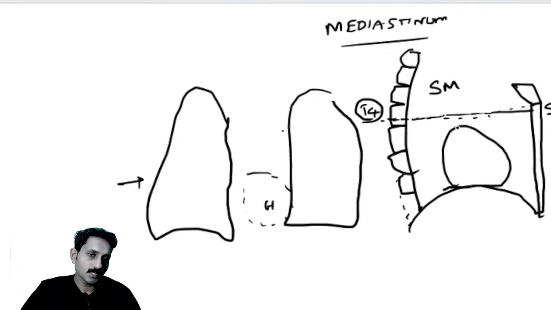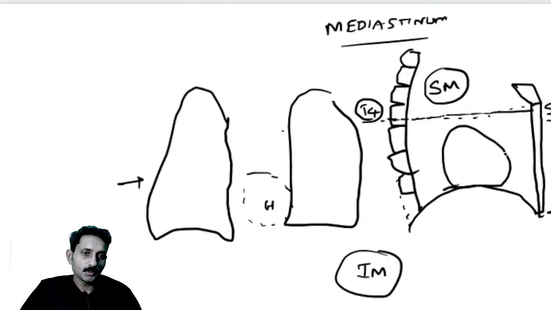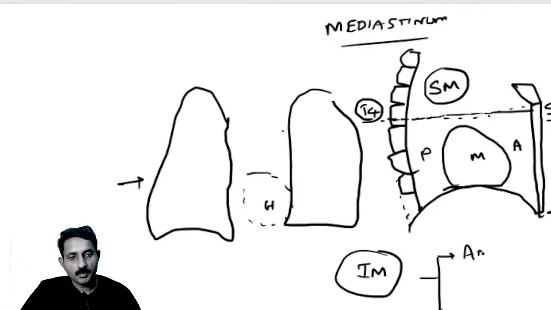Okay, you are drawing an imaginary line at the T4 level, that angle is called the sternal angle. Above that, the space is called superior mediastinum. Below this, this entire space is called inferior mediastinum. Got the point? Superior mediastinum and inferior mediastinum. Now, inferior mediastinum is again divided into three parts: an anterior mediastinum, middle mediastinum, and posterior mediastinum.